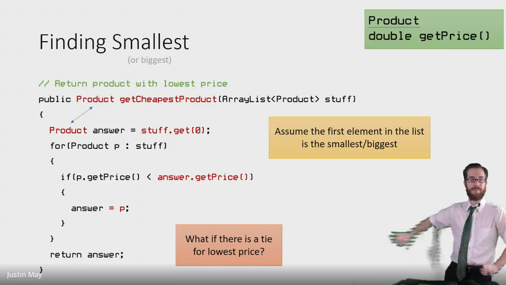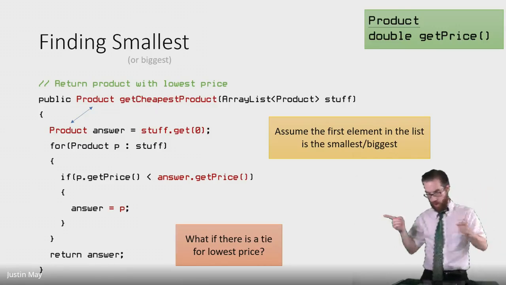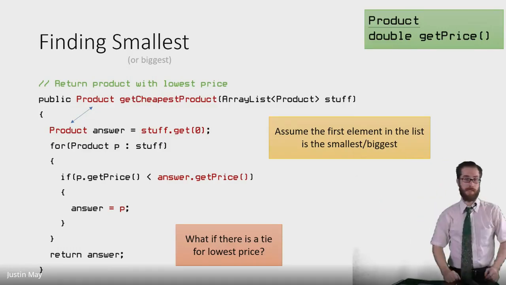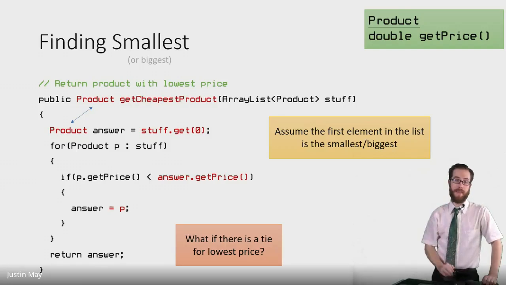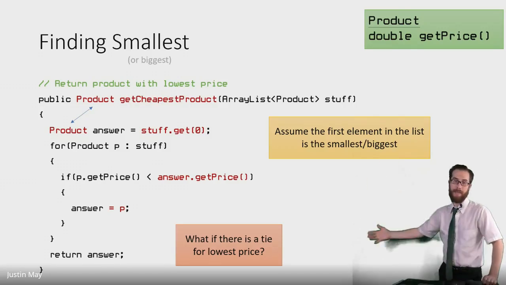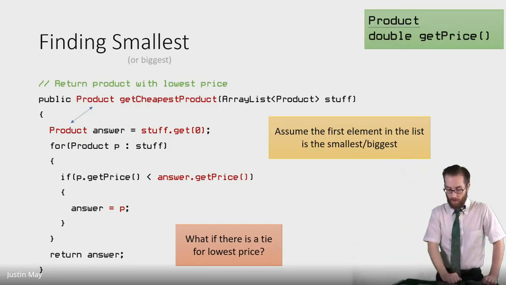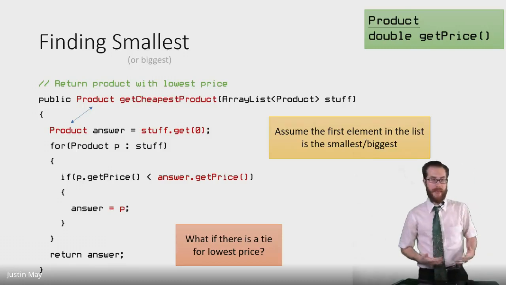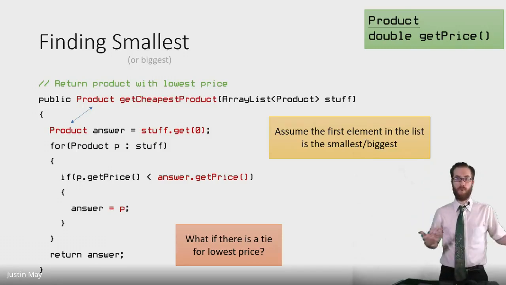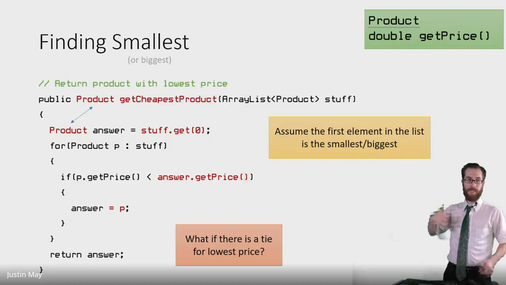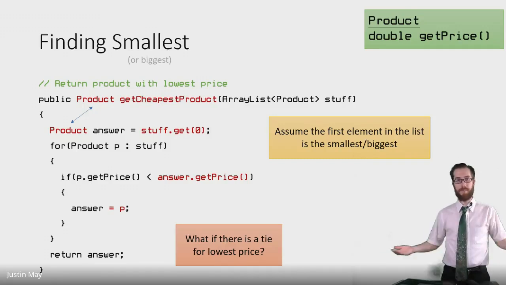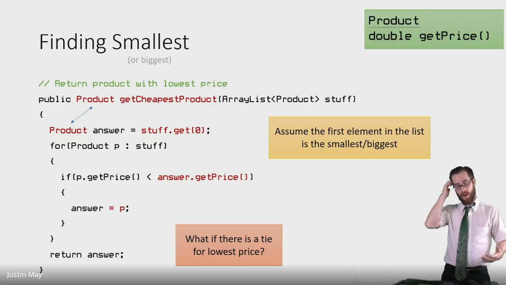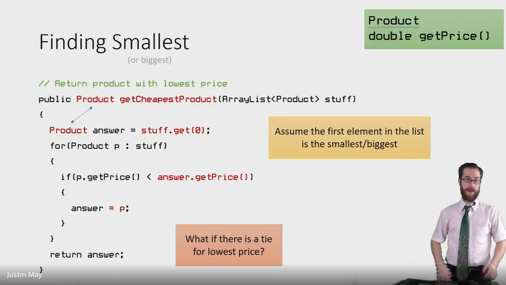So what happens if there's a tie for the lowest? What if there's two products with the lowest price? A method in Java can only return one thing. We can only return an answer. We can't return many answers. So if there is a tie, then you can return either one of them. So this method only really cares that it gets a cheapest product. So if there's many of them, as long as you return one of them, you're going to be fine.